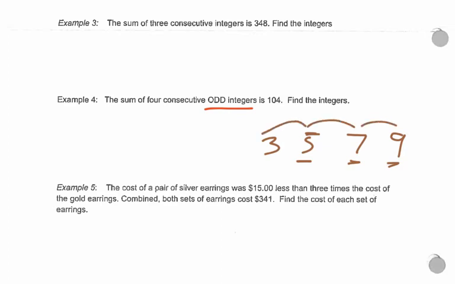So if we assume the first integer is odd, we can let that be x. Then the second integer would be x plus 2. The third integer would be x plus 4. And the fourth one would be x plus 6. Because remember, see how they're increasing by 2?